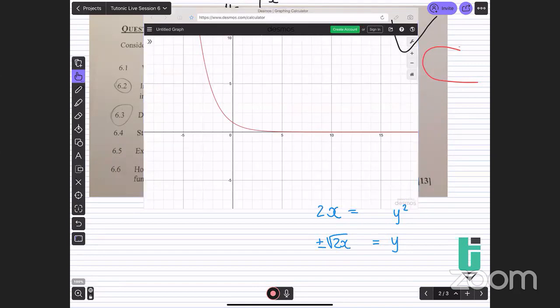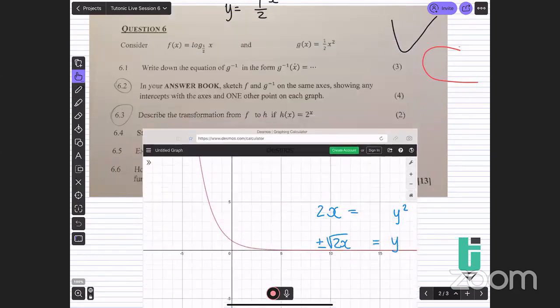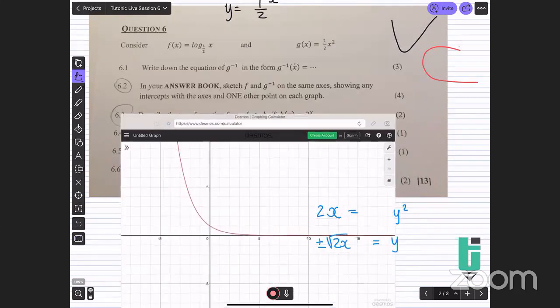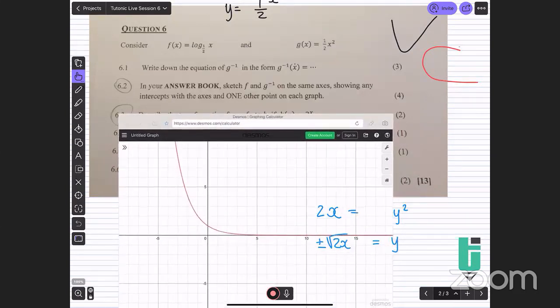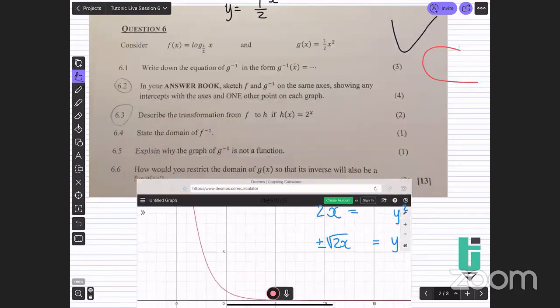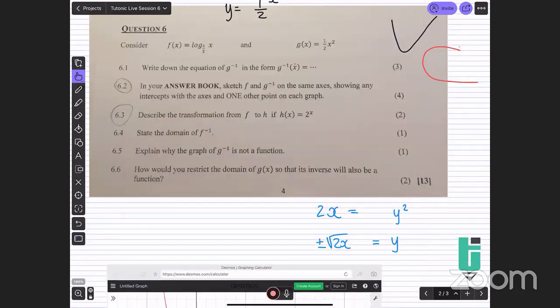So that's the equation, right? So what about 6.2, Amaro? It says sketch. Yeah. How do you think you can sketch this? Do you have an idea of how to sketch it?